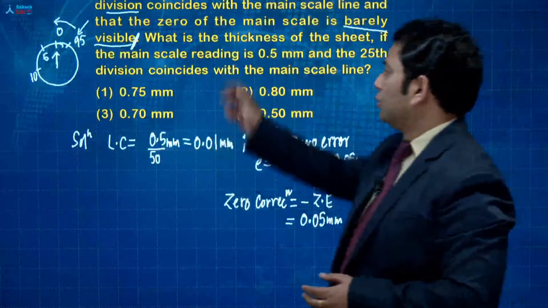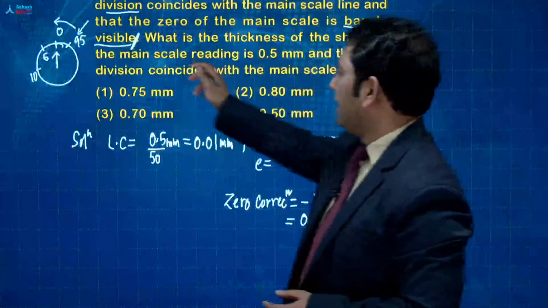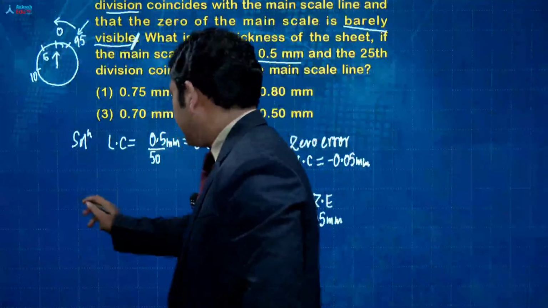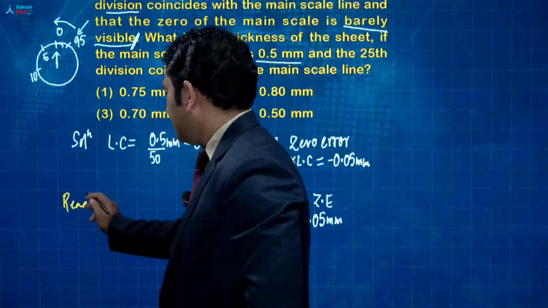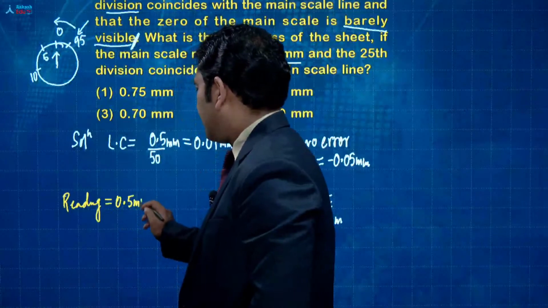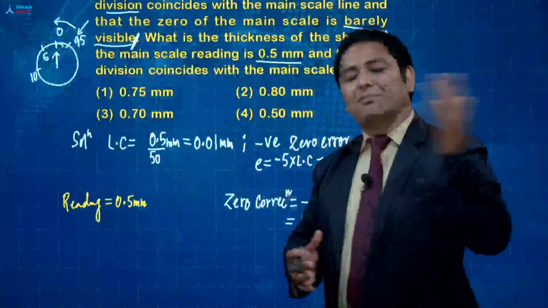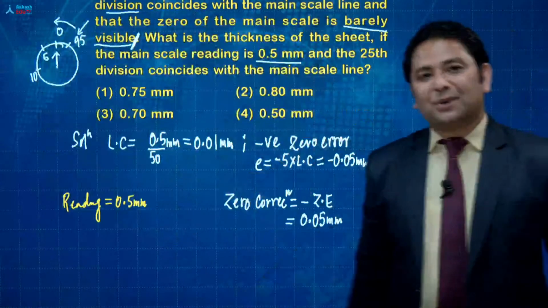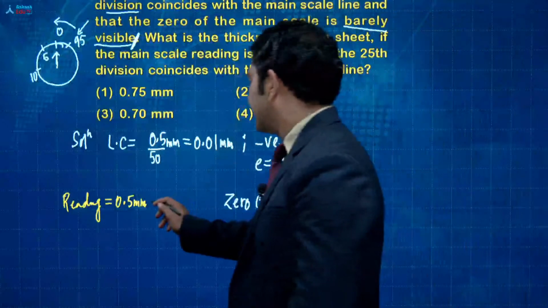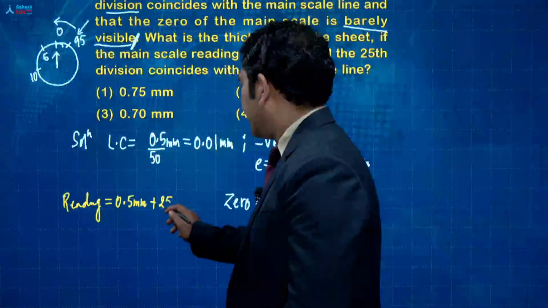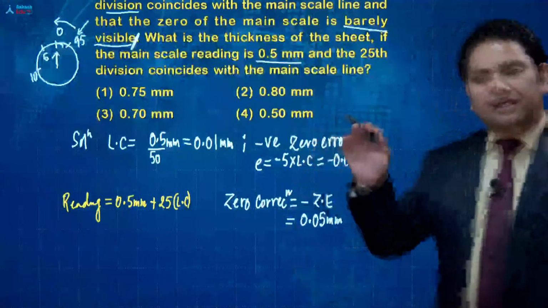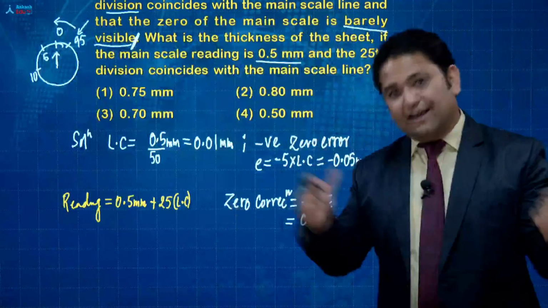आगे बढ़ते. What's the thickness of the sheet if the main scale reading is 0.5 millimeter? Okay. Now let's go with the reading. Main scale, that is 0.5 millimeter. इस बार division का चक्कर नहीं है, unlike the previous question. It's straightforward 0.5 millimeter, right? And 25th division coincides. So plus 25 multiplied by least count. That's straightforward. This would have been the complete answer, जैसे हमने पहले किया था.